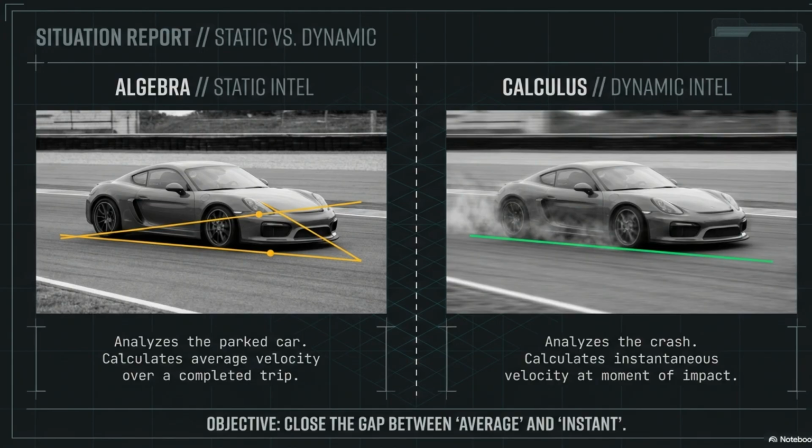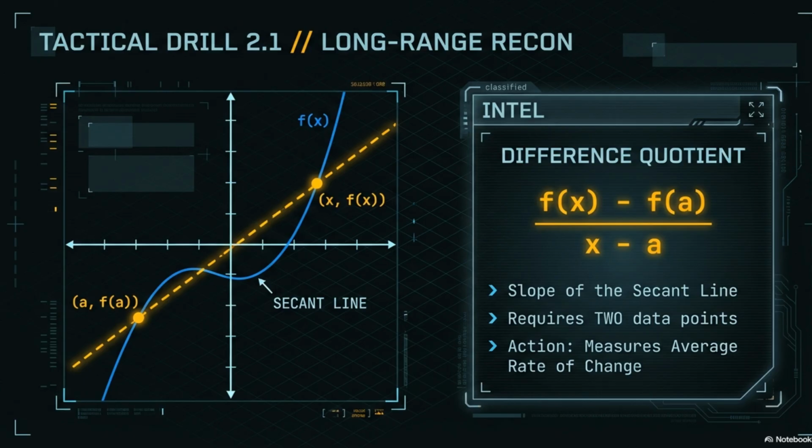Up to this point, you've relied on algebra, static intel. Algebra analyzes the parked car. It requires two distinct points to calculate an average velocity over a completed trip. Calculus provides dynamic intel. It analyzes the exact moment of impact. Our primary objective for this operation is to deploy the limit to close the gap between an average rate and an instantaneous rate. We begin with Tactical Drill 2.1, Long Range Recon.